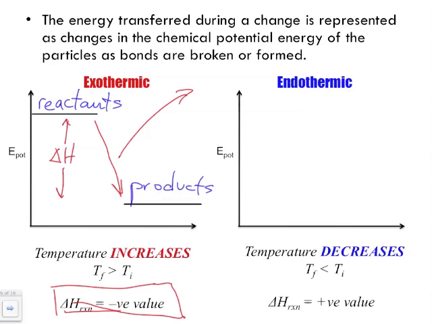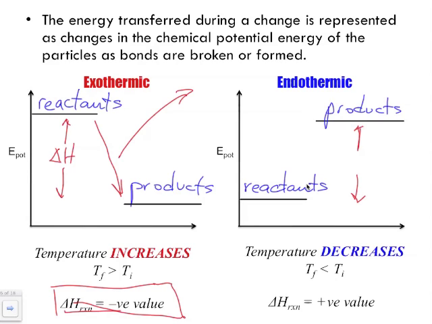But for the endothermic, our reactants actually have a low potential energy, while our products have a higher potential energy. Here we have our reactants, here we have our products. So when the products form, they will store so much more energy. Why? Because when the bonds get broken in the reactants, that energy gets stored in the bonds that form the products. Hence the reason for a positive value for a change in enthalpy. So we're increasing the amount of potential energy in our products.